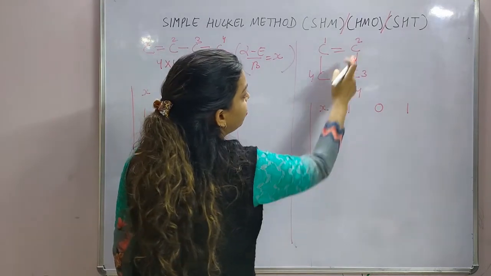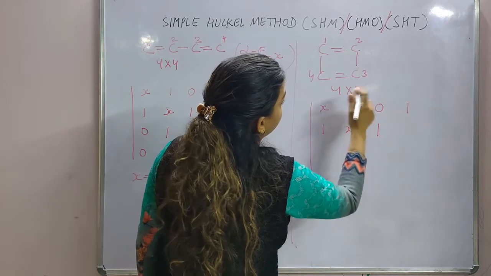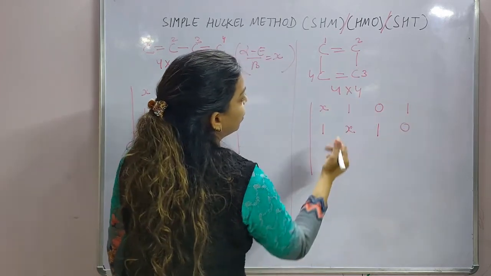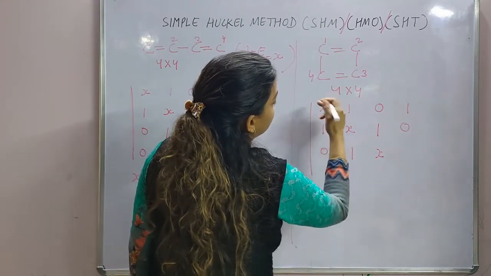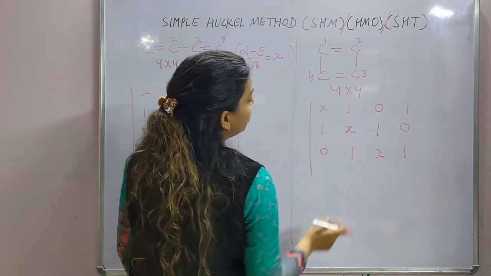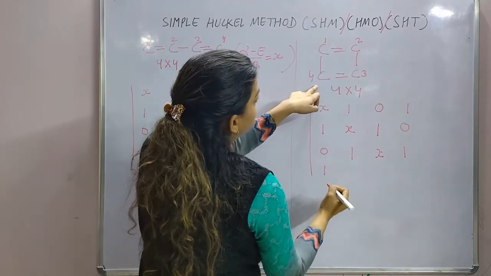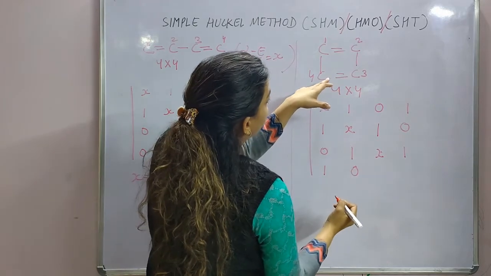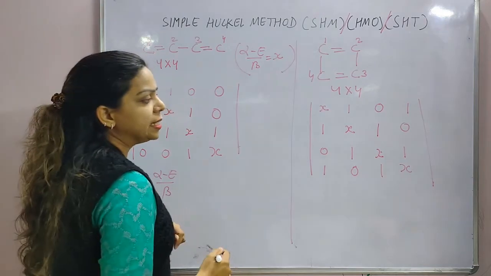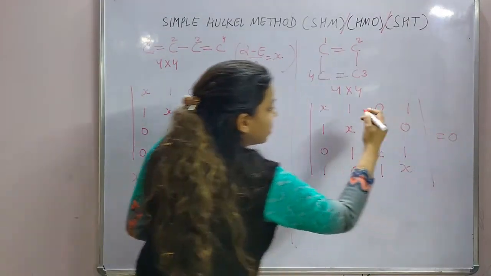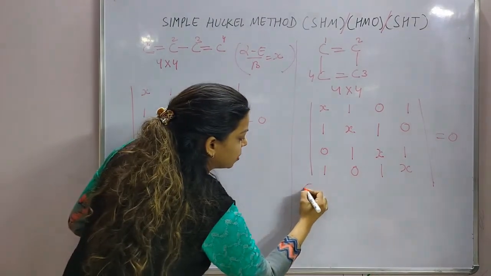For the second carbon atom, connected to first, 1, X, 1 and 0. For the third one, 0, 1, X and 1. Fourth one is connected with 1, 0, 1 and X. This way you can easily write the determinant, set it equal to 0, and you can easily calculate the values of the energy expressions.